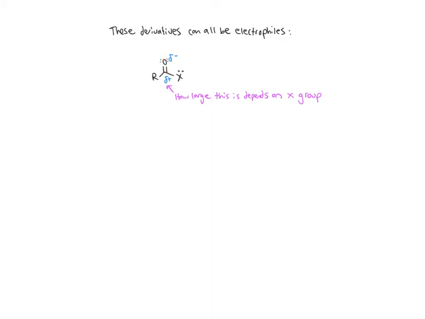So let's draw out an example of what that resonance would look like. All the derivatives we saw on the previous slide, we would be able to take that heteroatom and do a resonance because its lone pair is next to a pi bond, so we can draw resonance like that, to get that negative on the oxygen and then have that double bond to that X group.